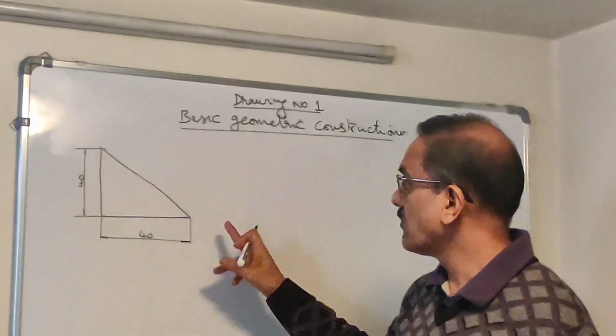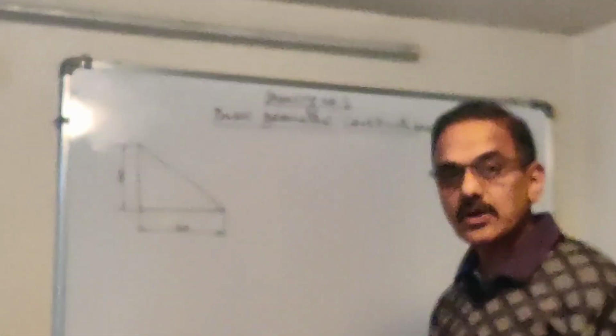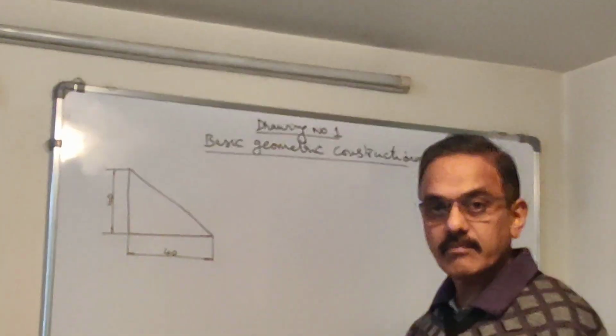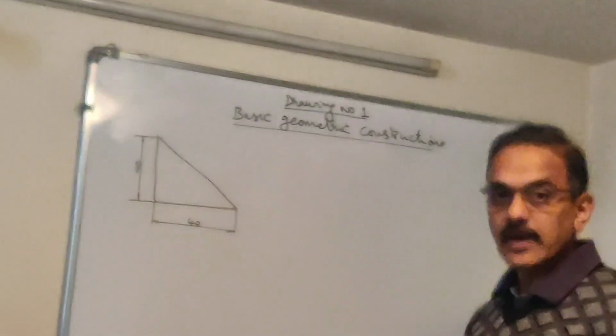The hypotenuse will be some fraction when you measure it. The length of the hypotenuse is a fraction, so you don't have to dimension that. Just dimension these two. Okay. So this is how you do it manually. Now going to the next exercise.